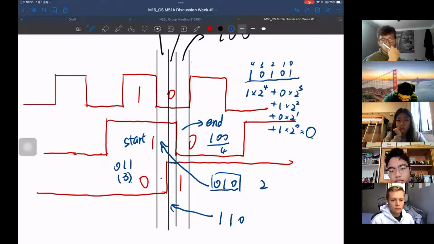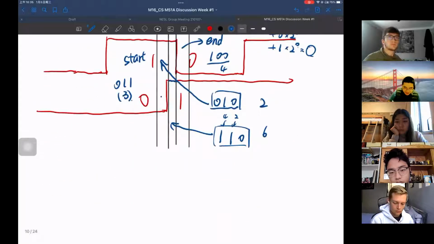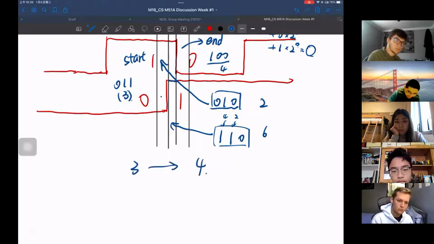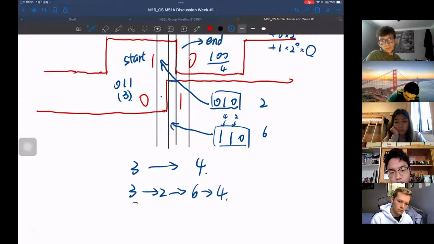So in this case, what's the number? 6. This is 4, this is 2. I'm getting 6, right? So finally, if I have something to print out my results, instead of 3 to 4, it's giving me 3, 2, 6, 4. Wow, that's definitely not what we want.